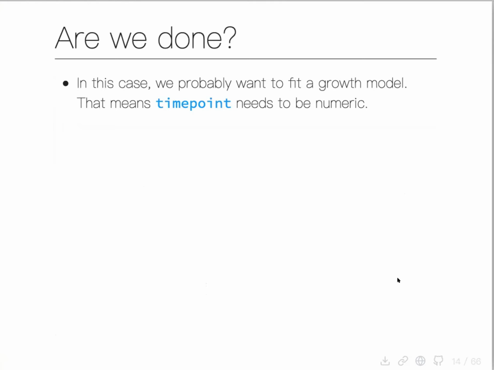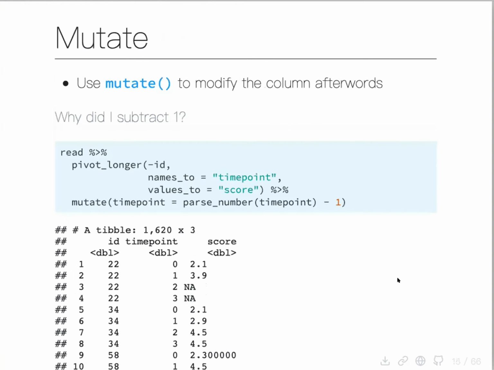Okay, so we probably want to fit a growth model. Time point needs to be numeric. There's a bunch of different ways to do this, okay? So this is like everything in coding, basically. There's not a way to do it. So I'm going to show you a few different ways. And there are still plenty of other options, all right? But these are just a few, okay?